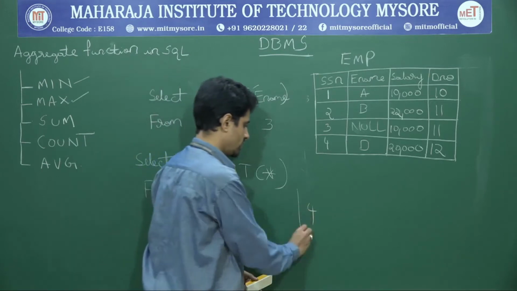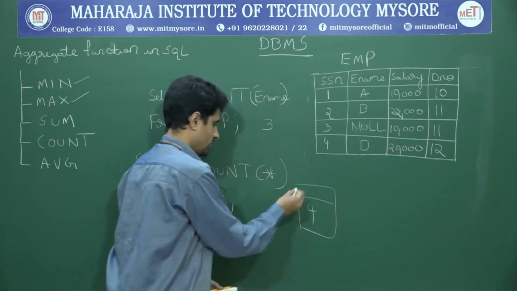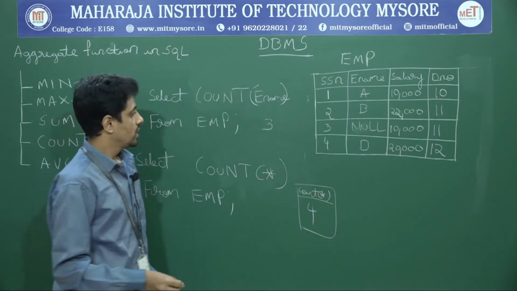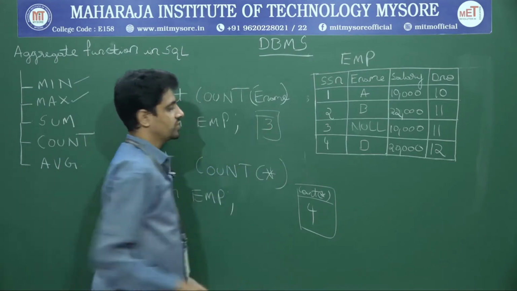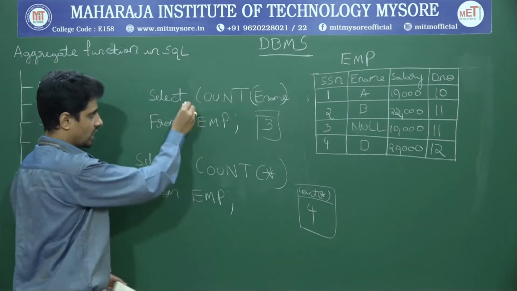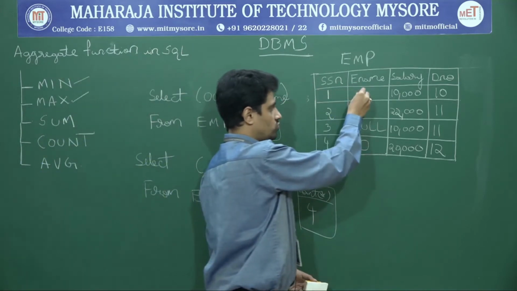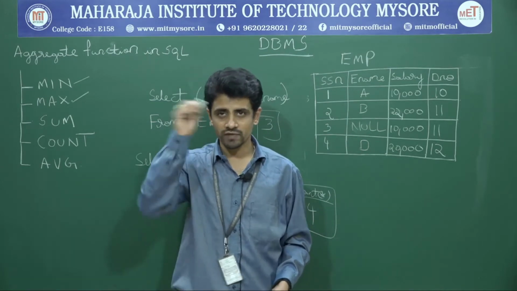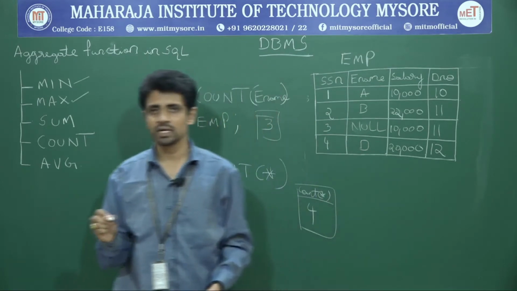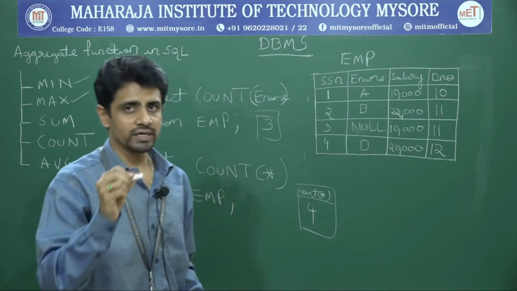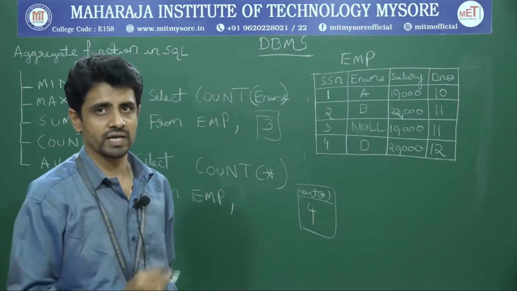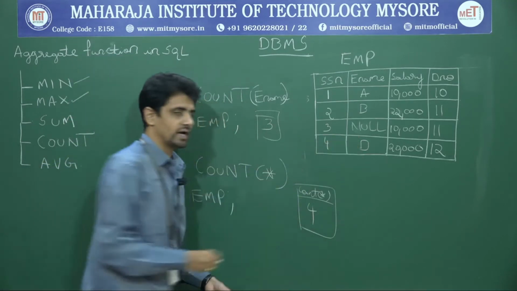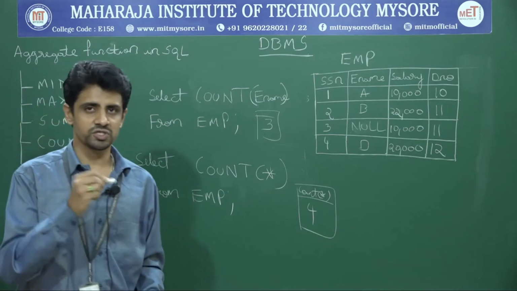The output for this will be what? The attribute name will be count star itself, because it has not been renamed. So, 4. Now, in this case it will be 3. Why? Because when I say count of e-name, it will count the number of values that exist, it will not count the null values. When I give a particular attribute name, it will check whether values are present in that particular column, e-name. If a value is not present, it will not be counted and the result will be 3. Okay. So, this is what count does.